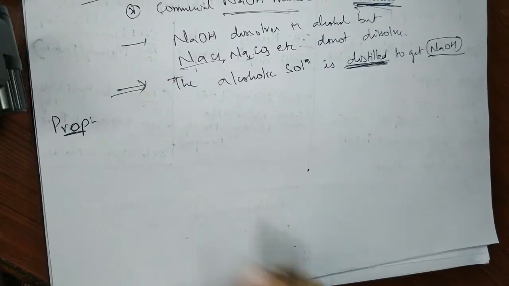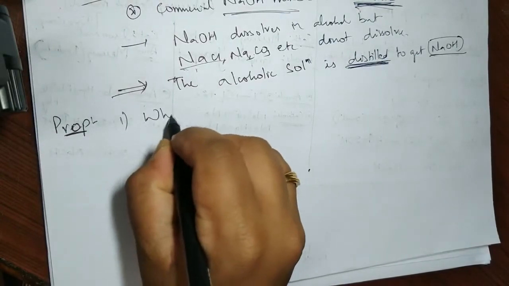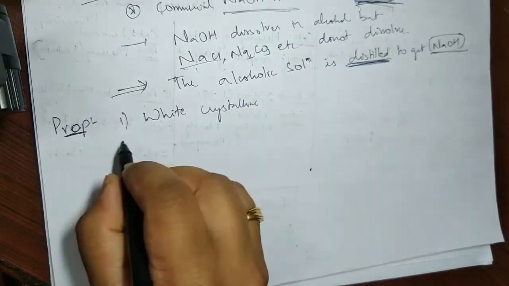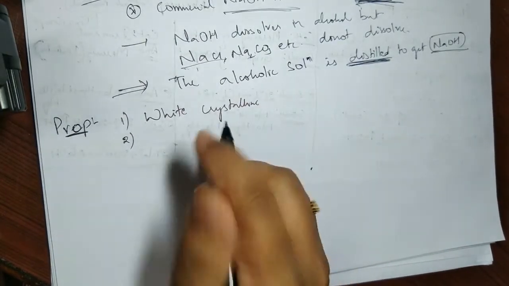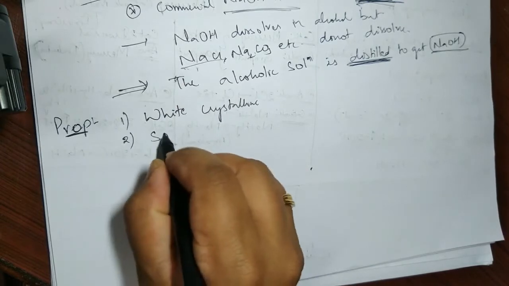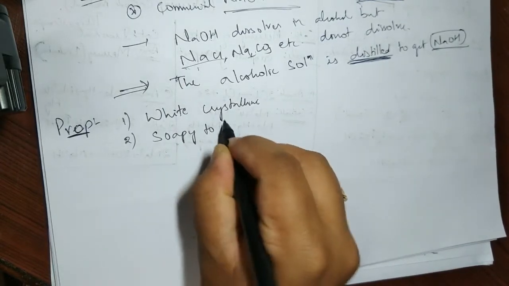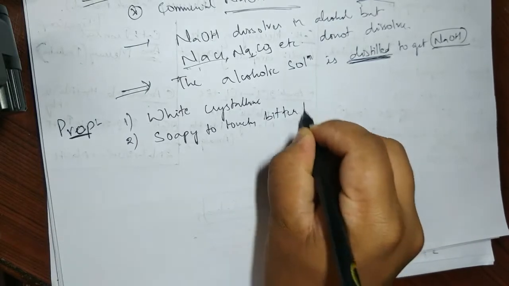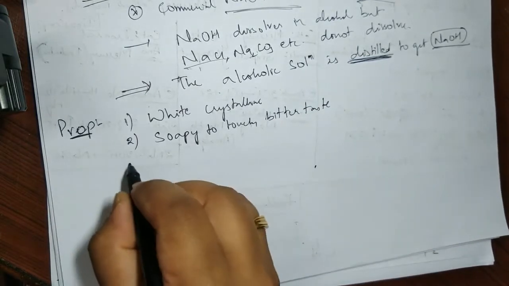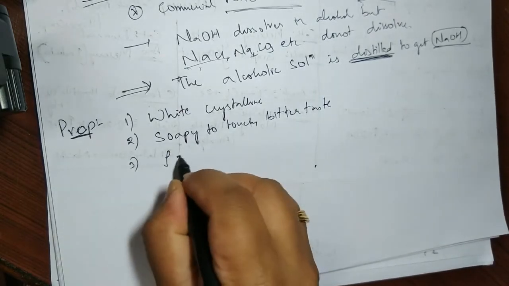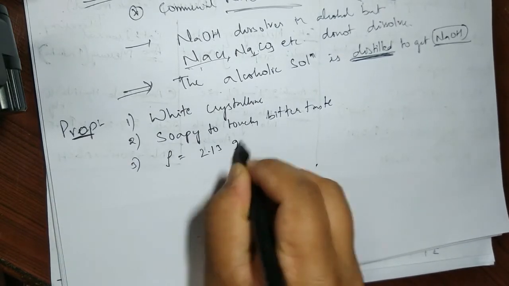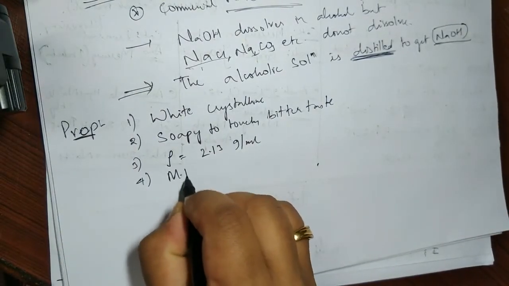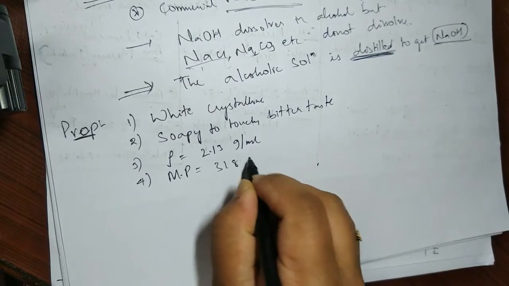As usual, we begin with physical properties. It is white crystalline, we know this already. NaOH is white crystalline, and it is soapy to touch. If you talk about taste, it is bitter. Then the third point, density: 2.13 grams per ml. And the melting point is high, somewhere around 318.4 degrees Celsius.